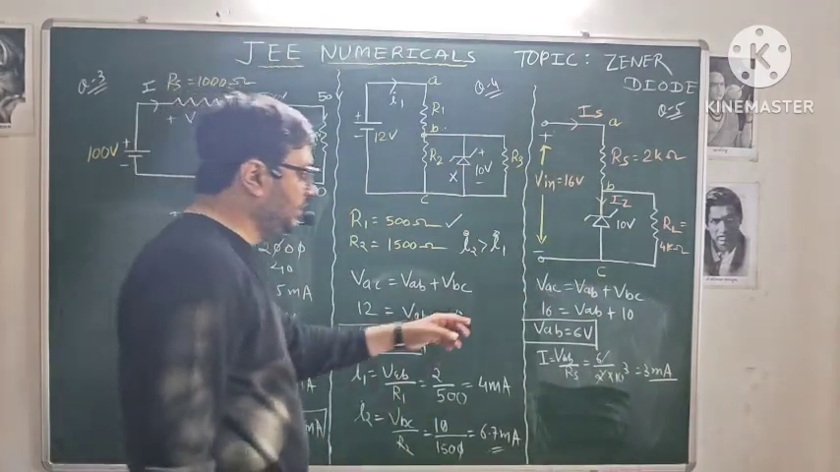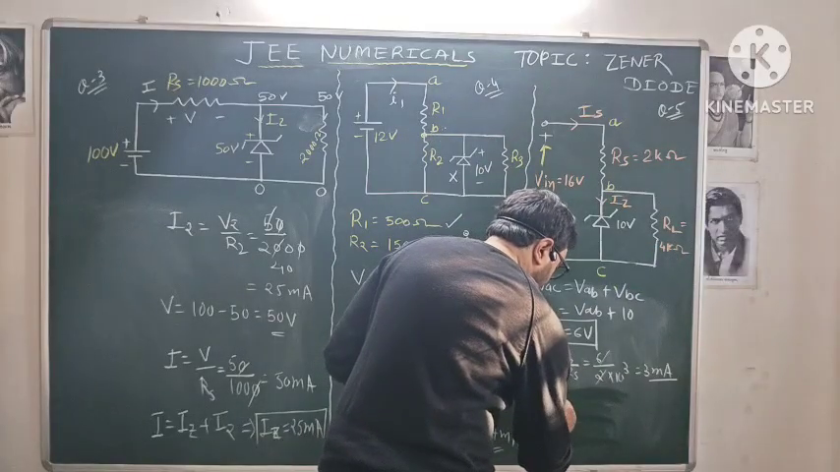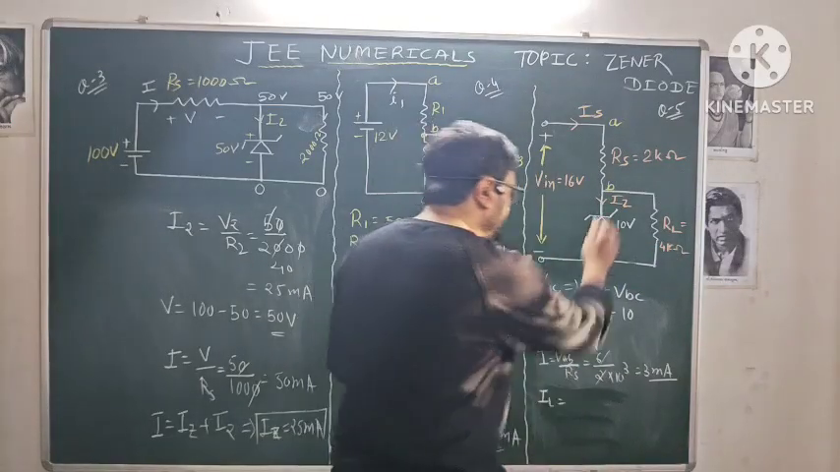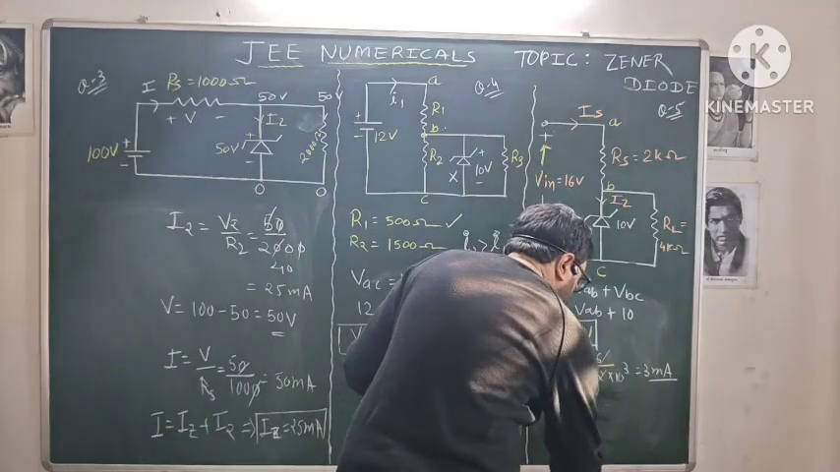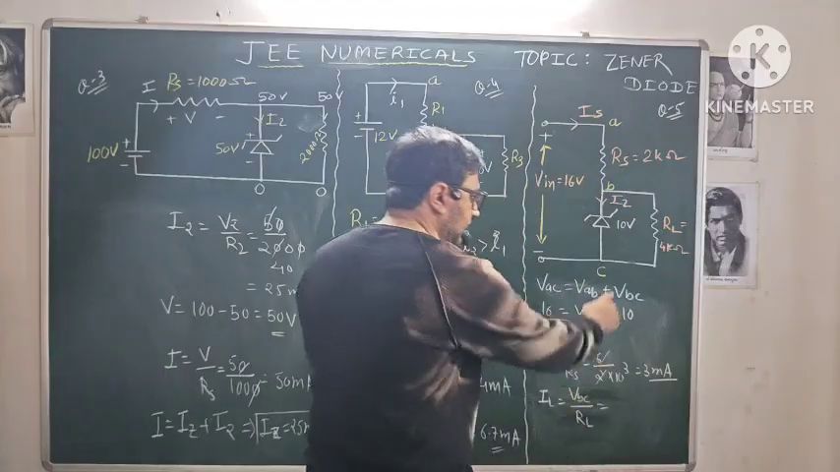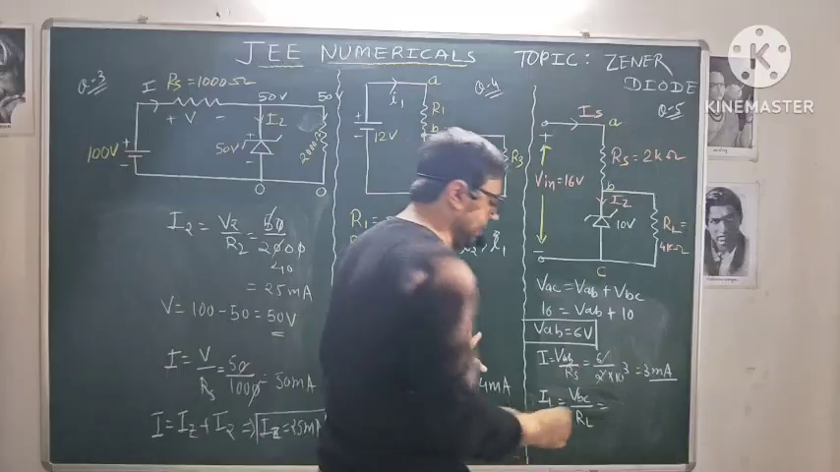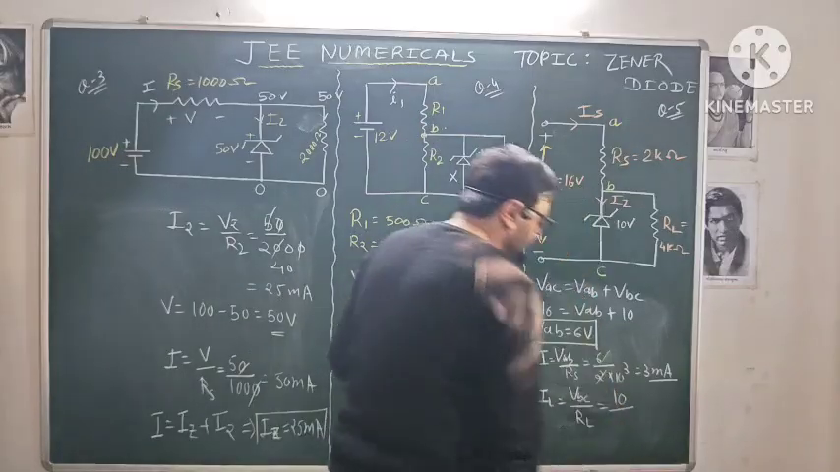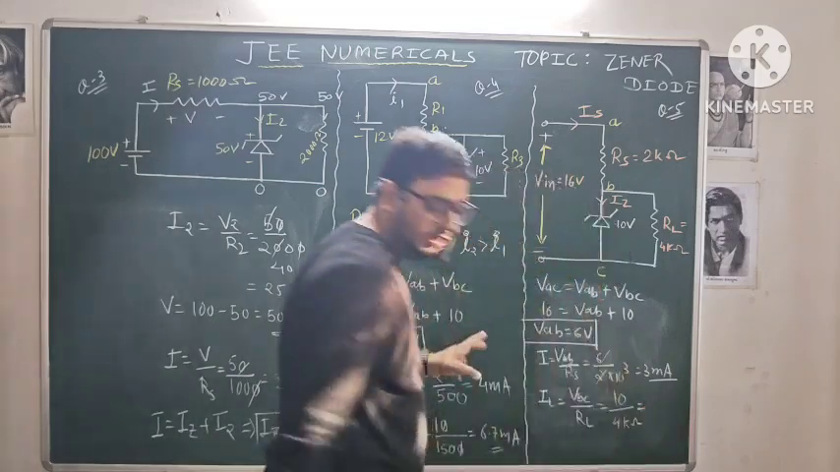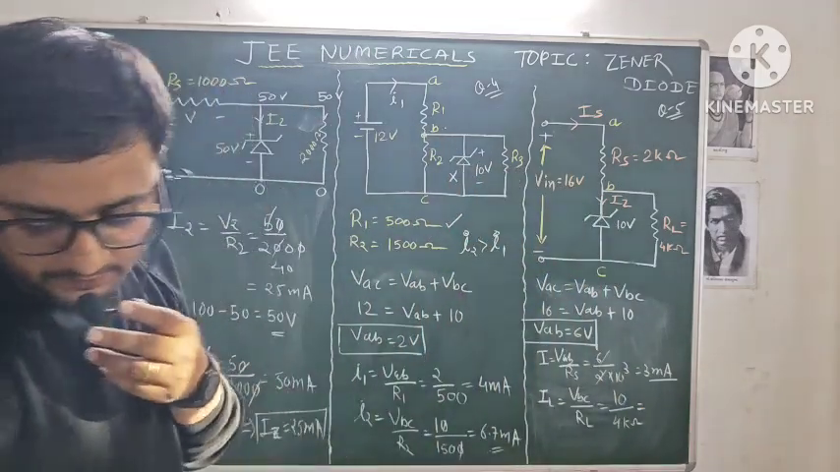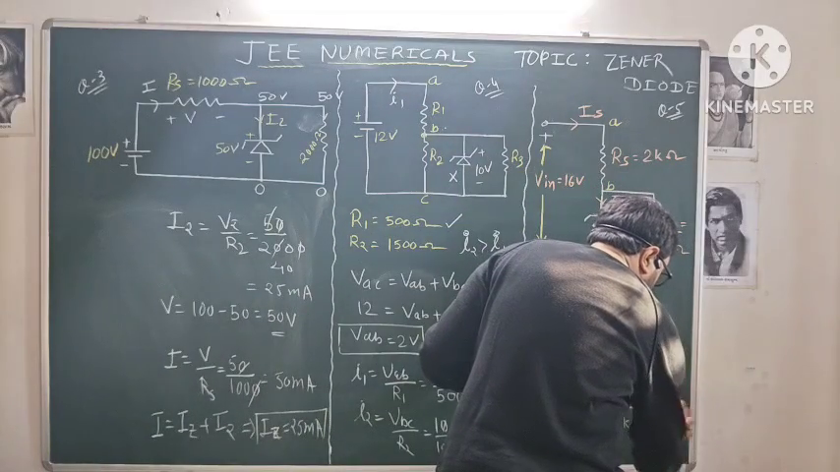Okay, next we can find out the current which is passing through RL. So IL is equal to VBC upon RL. So VBC is nothing but the same potential as the Zener diode potential, because both are in parallel. That's why. Okay. So 10 upon RL, which is 4 kilo ohm. So here we can calculate, and the answer is 1.5 milliampere.